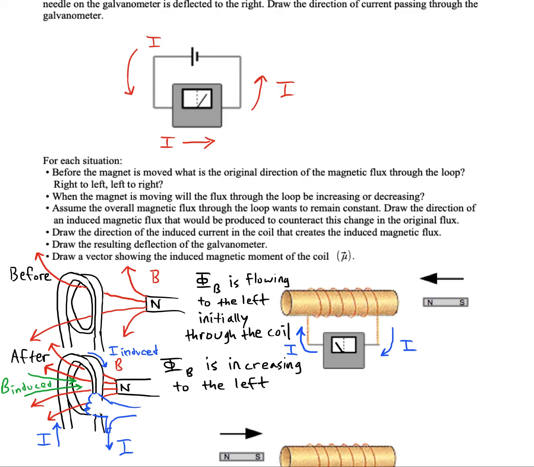We'll only see the deflection when the magnetic field through the loop that's created by the magnet is changing.